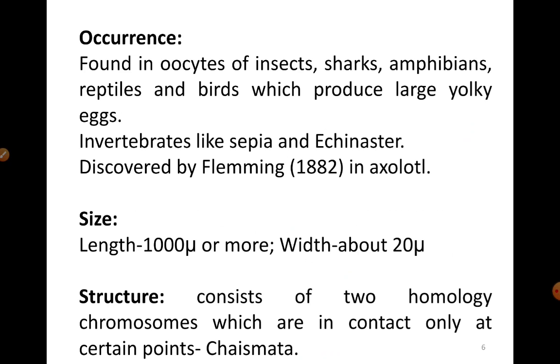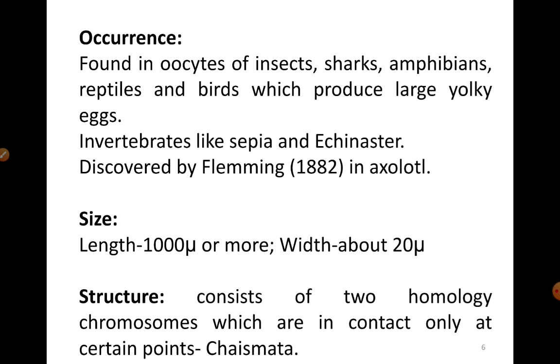Now these Lampbrush chromosomes are found mainly in the oocytes of insects, sharks, amphibians, reptiles and birds, which basically produce large yolky eggs. At the same time they are also seen in invertebrates like sepia and echinaster, that is mollusks and echinoderms. This was first discovered by Fleming in 1882 in axolotl larvae.